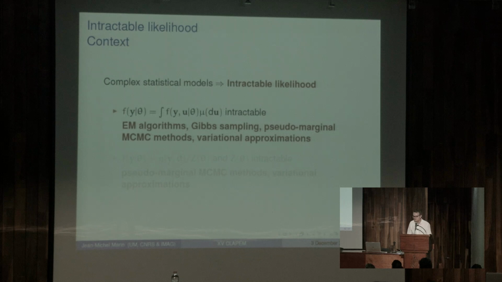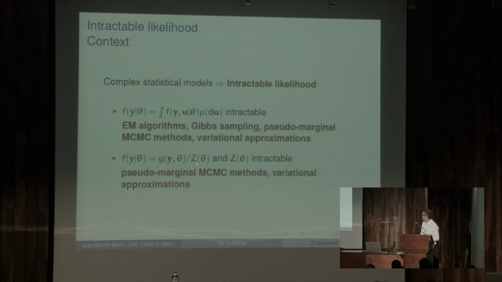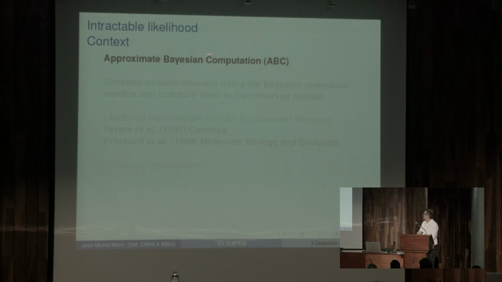And there is another type of intractability, which comes from the fact that the normalizing constant of the likelihood is intractable, too, here. In these two cases, it will be a challenge to calculate the evidence. The evidence is the integral of the likelihood with respect to the prior. And what I say is that you do not have access to the likelihood, so calculating the evidence is a big problem. And what we have proposed is a set of methods based on approximate Bayesian computation strategy.